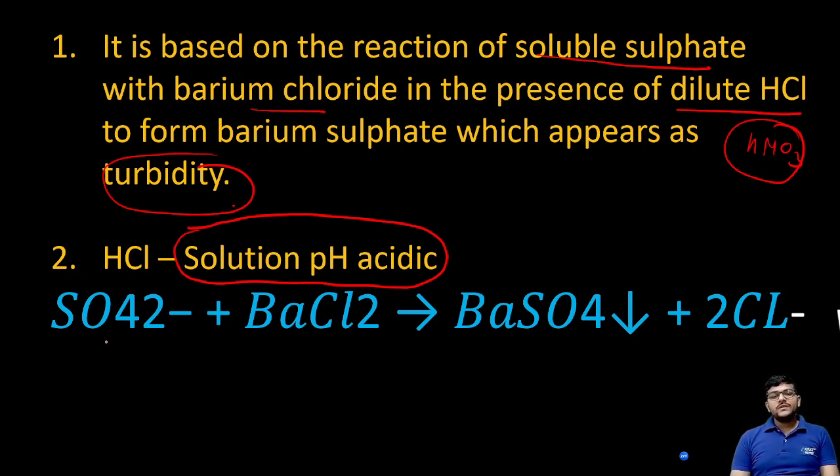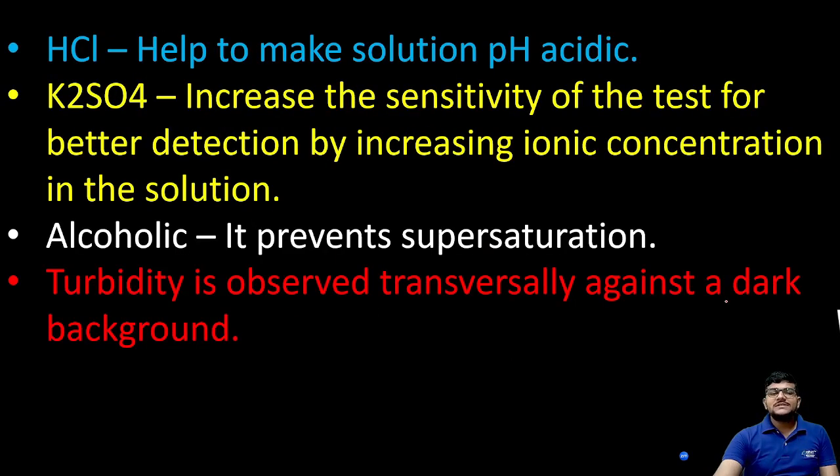So the reaction of the sulphate limit test is: SO4 reacts with BaCl2, that is barium chloride, and a turbidity of barium sulphate is formed, and there is a release of chloride ion. Next, as I told you, there is HCl. What is the role of alcohol, and how can we compare the turbidity?